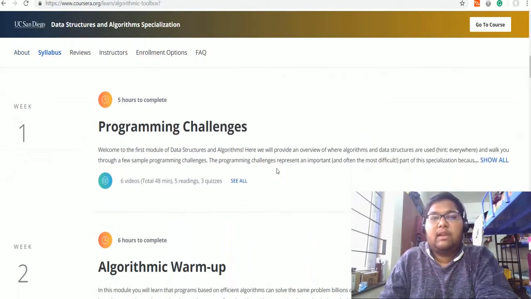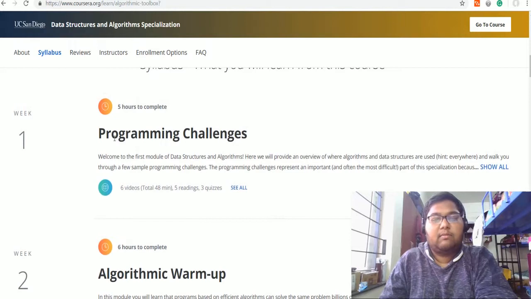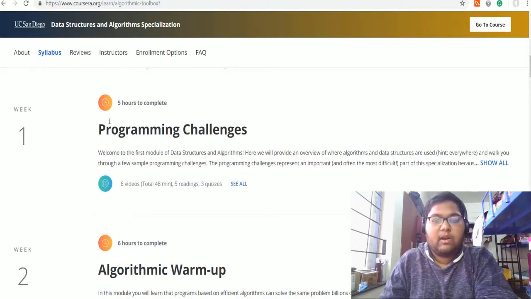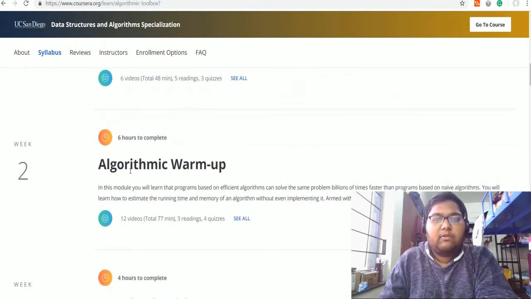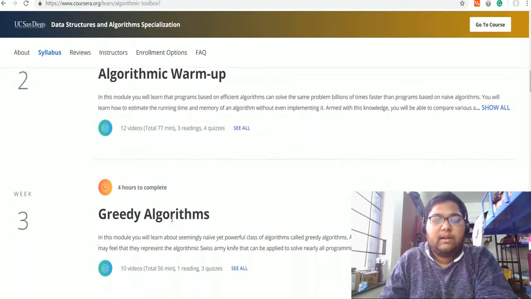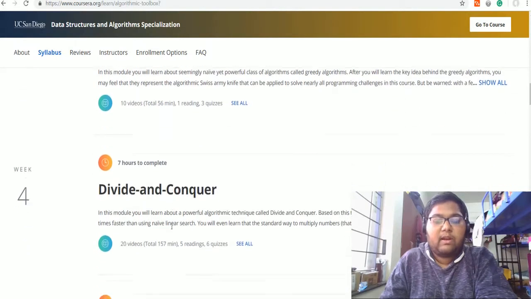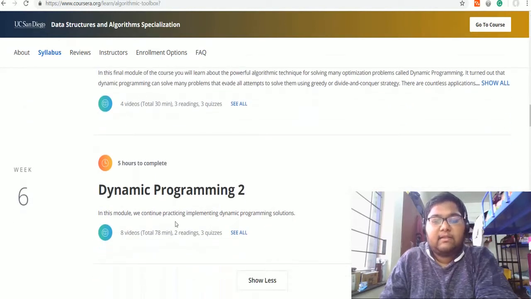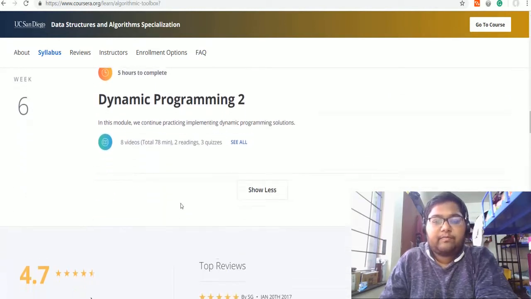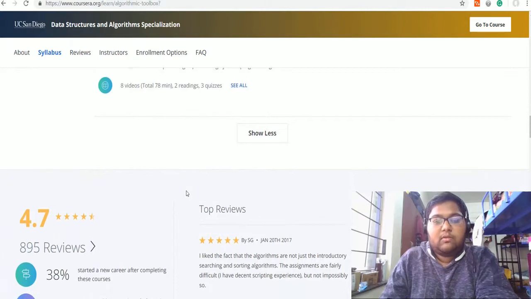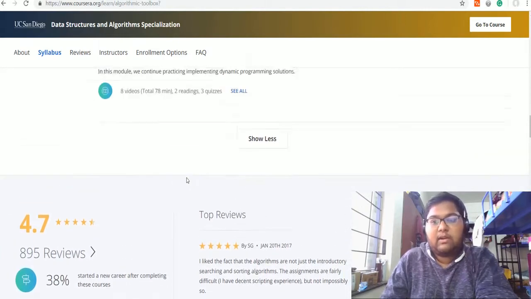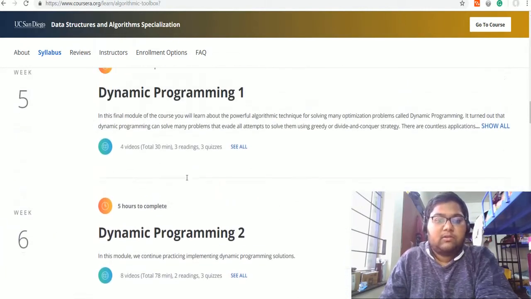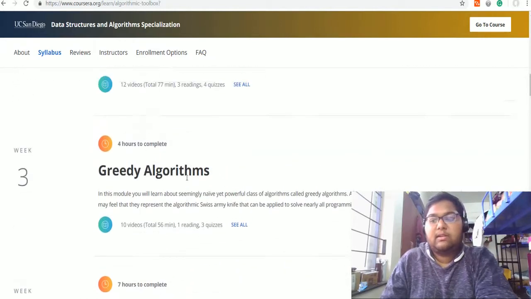So weekly wise, these are the things we have to study. For week 1, programming challenges; week 2, algorithmic warm-up; week 3, greedy algorithms; week 4, divide and conquer; week 5, dynamic programming 1; week 6, dynamic programming 2. It was rated very highly by everyone who has done this course. So that is it. Thank you.